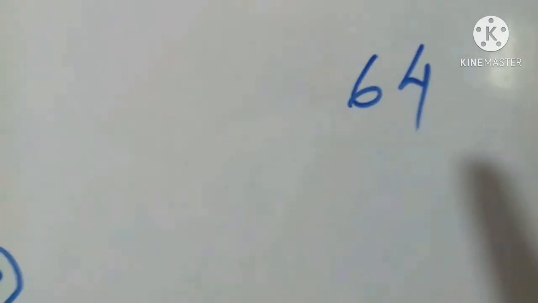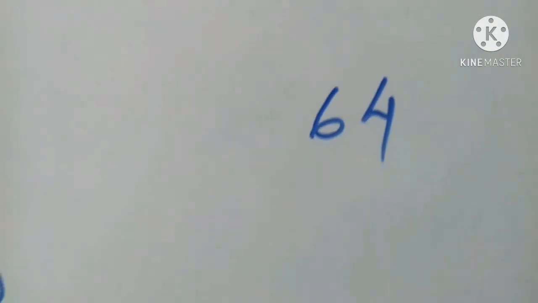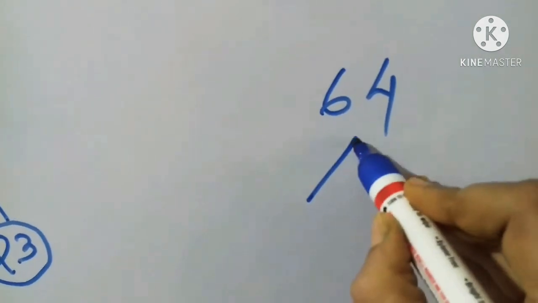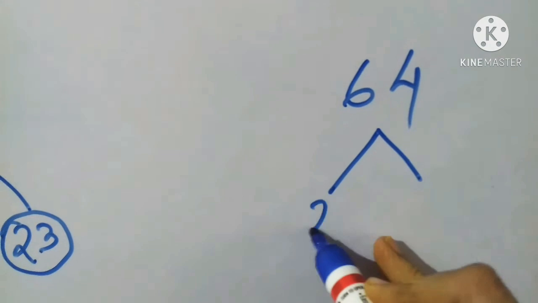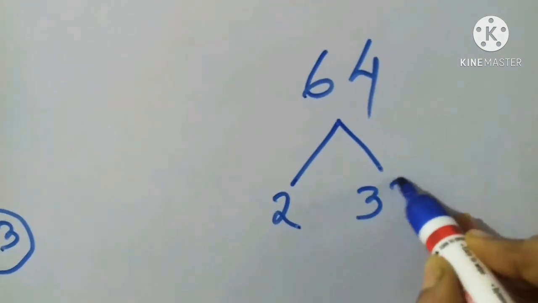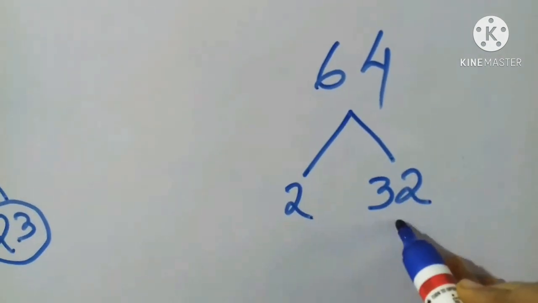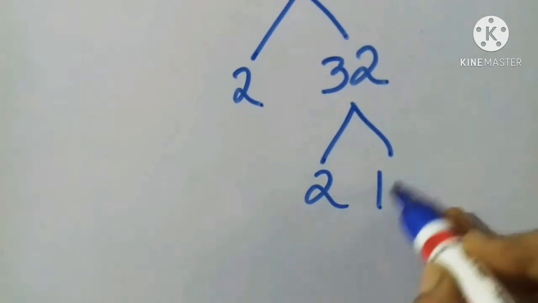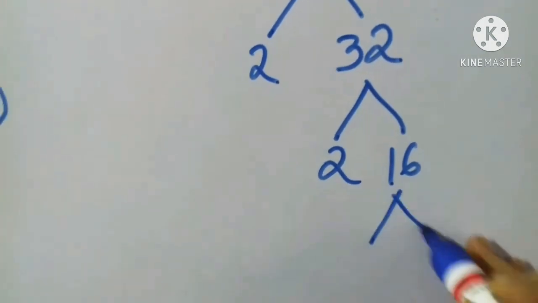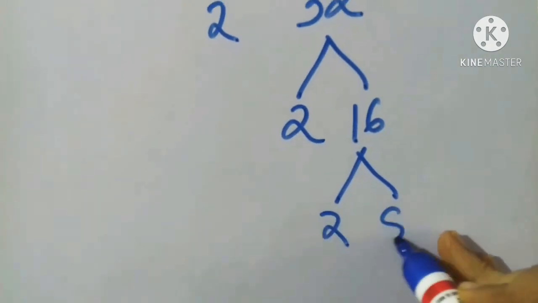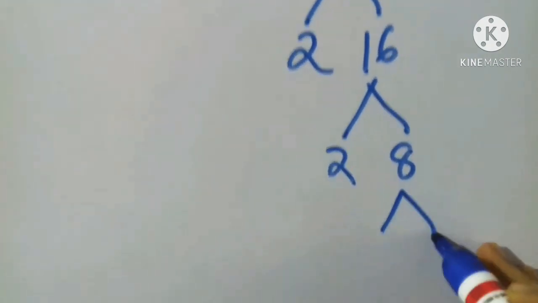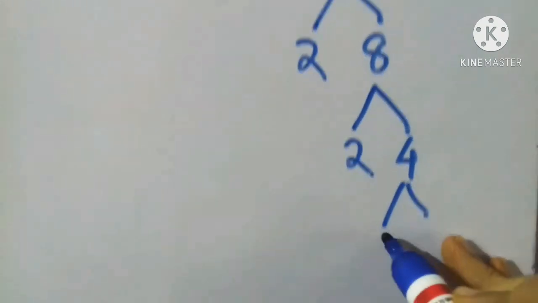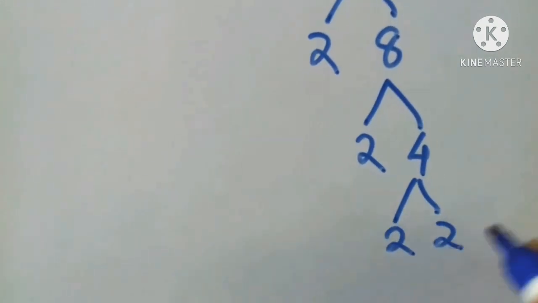Next I am coming to 64. Yes, 64 is a composite number, and with the factor tree method, how can I do this? With 2 I will divide: 32 2s are 64, and again I can divide. 2 16s are 32, again I can divide. 2 8s are 16, again I can divide. 2 4s are 8, and 2 2s are 4.